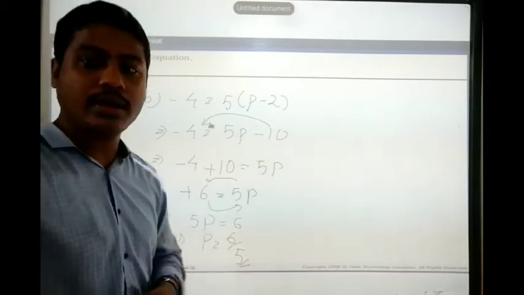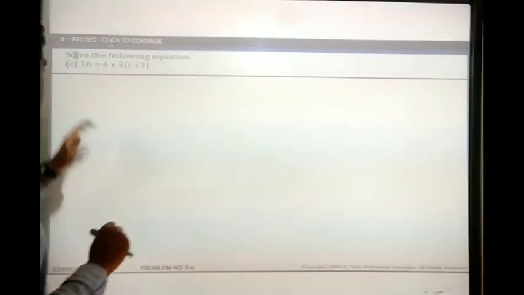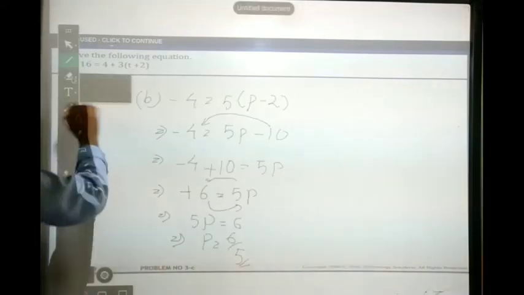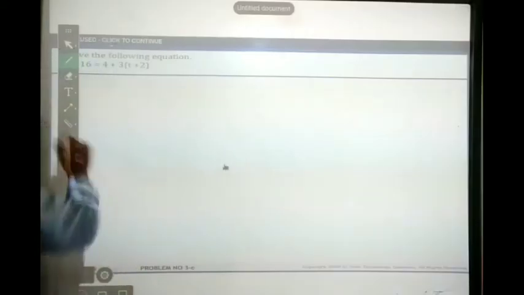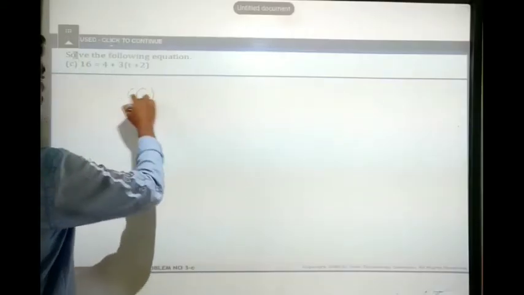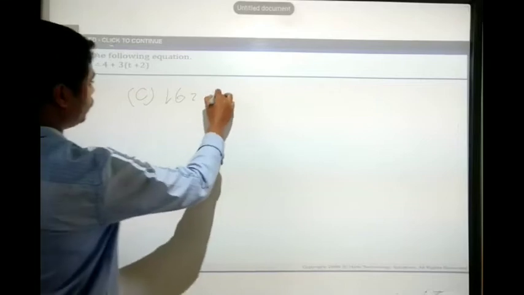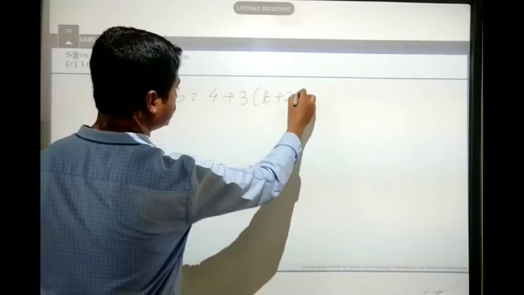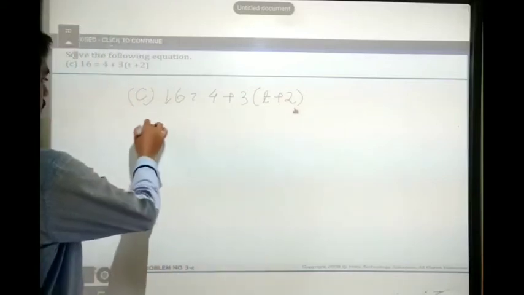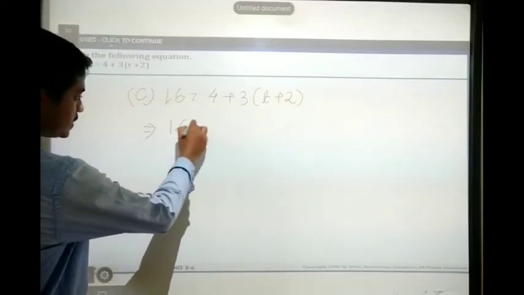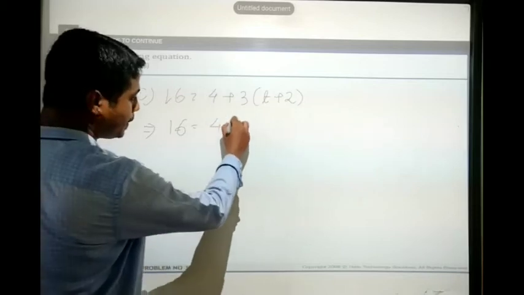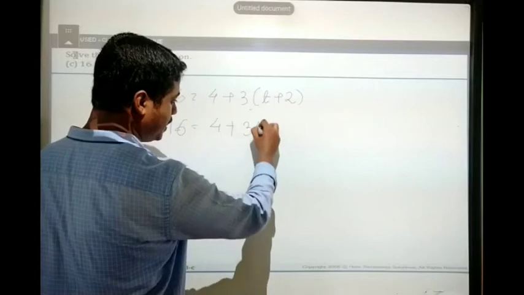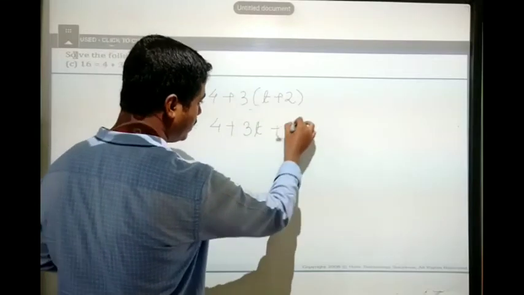Okay, let us move to the next question. Let us see the next question. Question number C. Question C is given that 16 is equal to 4 plus 3 into t plus 2. Okay, so implies 16, 4 plus, just follow the distributive law. So 3 into t is 3t, 3 into 2 is 6, so it will be plus 6.